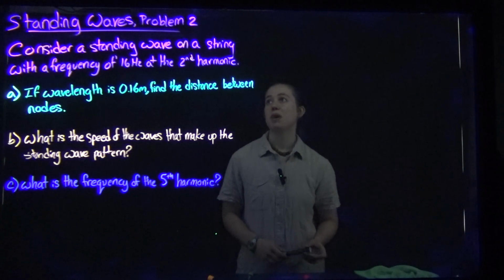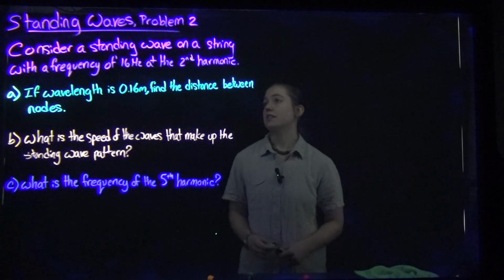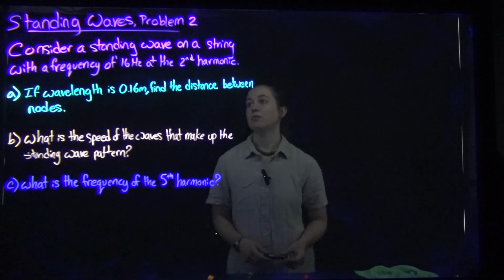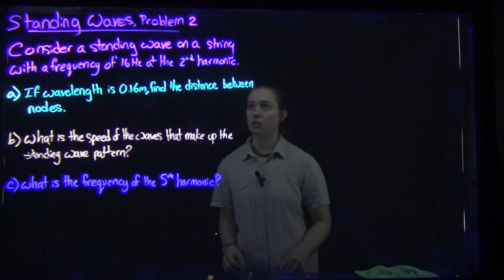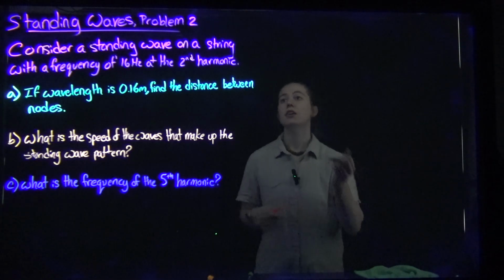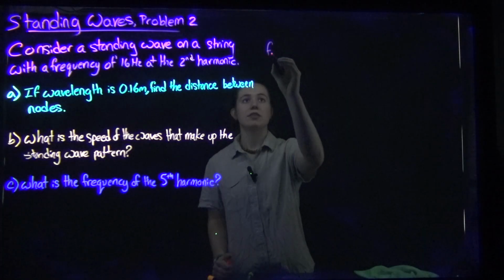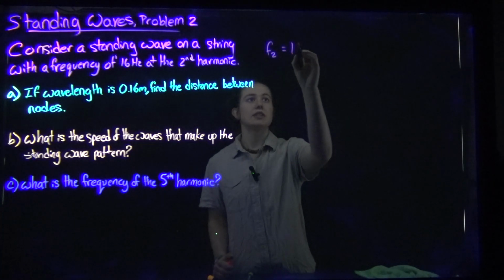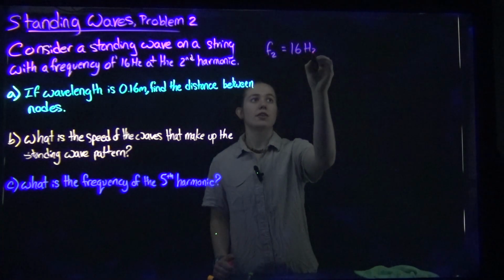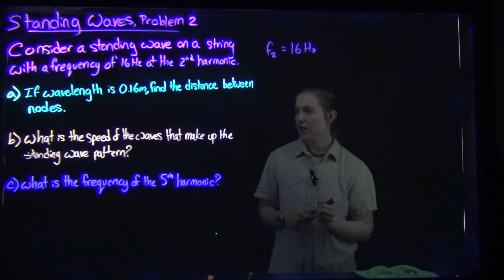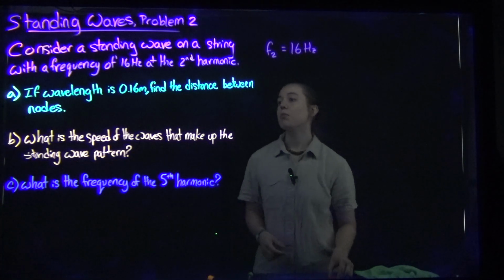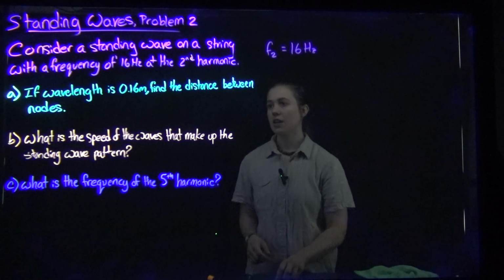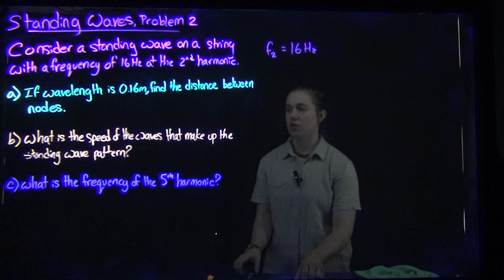Welcome to standing wave problem number 2. Consider a standing wave on a string with a frequency of 16 Hz at the second harmonic. So F2 is equal to 16 Hz. If the wavelength is 0.16 meters, find the distance between nodes.